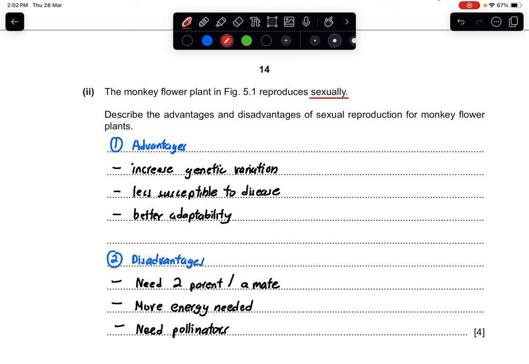Okay, that's the advantages. The disadvantages is more of talking about how so much work needs to be done. Why? Because for sexual reproduction, you need to have 2 parents, or this flower needs to find a mate. And then more energy is needed for fertilization to occur. And then it needs pollinators. Without pollinators, how can you go from one place to another? You can't. So that's why sexual reproduction requires pollinators.